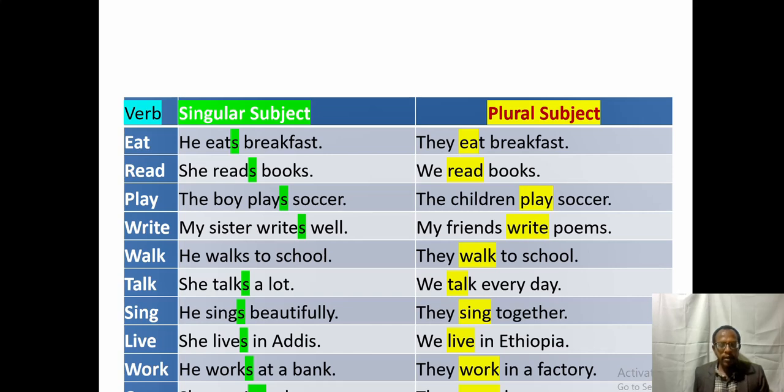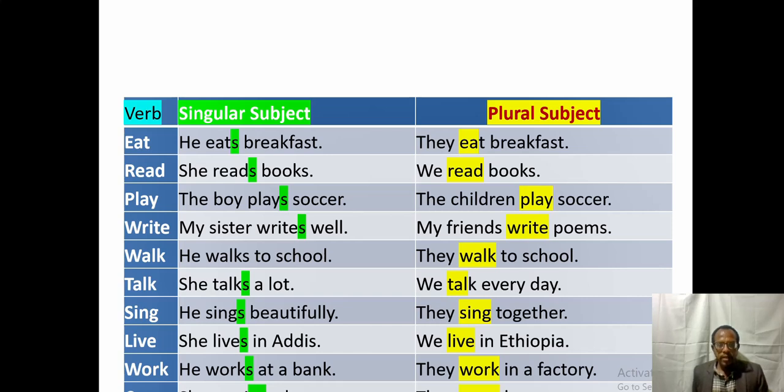Carry. Here, one thing that you should learn is that the last letter of the verb carry is y. So this y should be changed into i. Then, she carries a bag. They carry bags. Okay, here for the singular subject there is ies, but here there is no change.